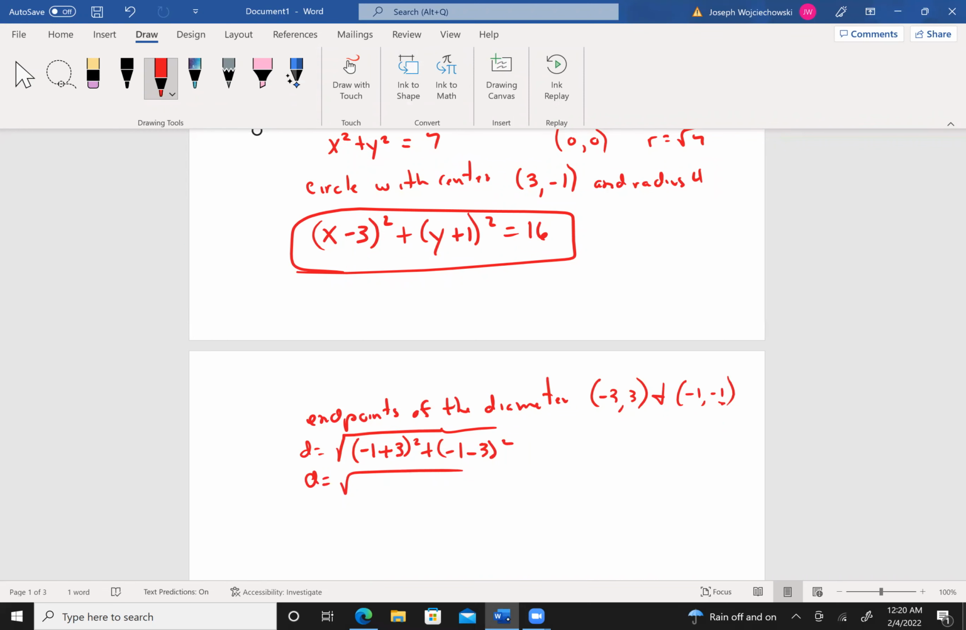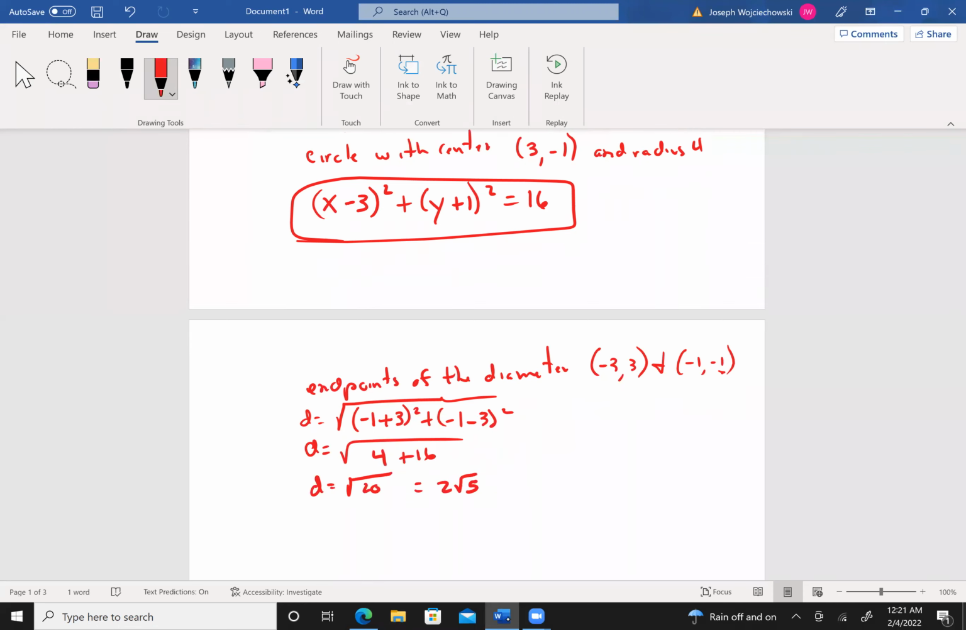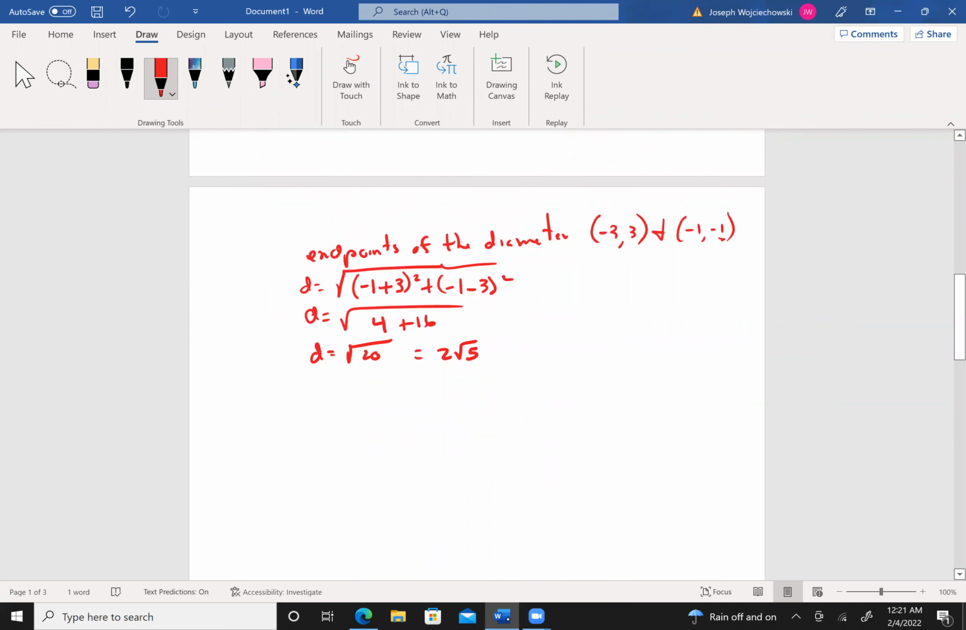So my distance is the square root of: -1 plus 3 is 2, 2 squared is 4. -1 minus 3 is -4, squared is 16. So my distance is the square root of 20. I can factor out a 4 and get 2 times the square root of 5. Now, if you remember, the radius is 1/2 the distance. So r is the square root of 5. Okay? So now I have my radius.